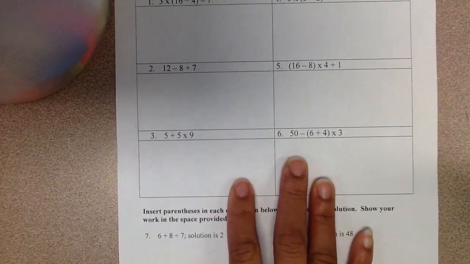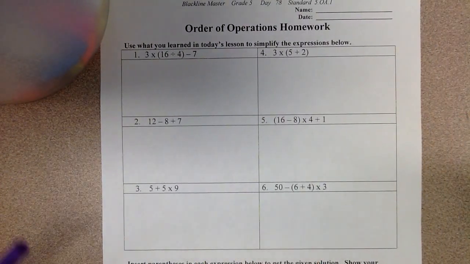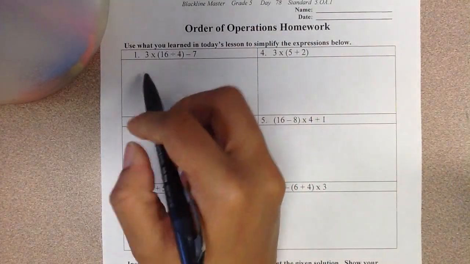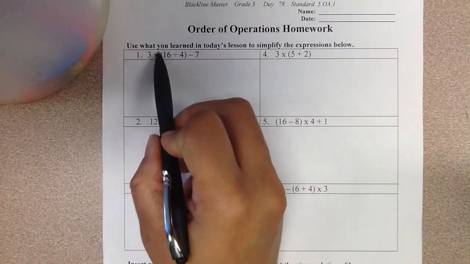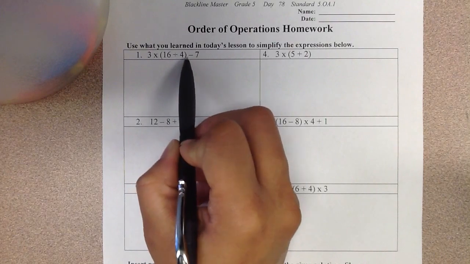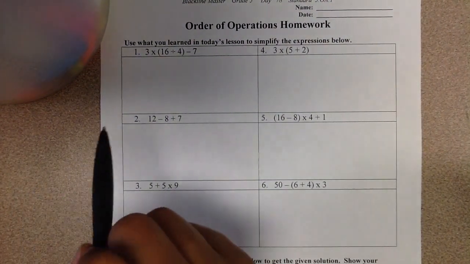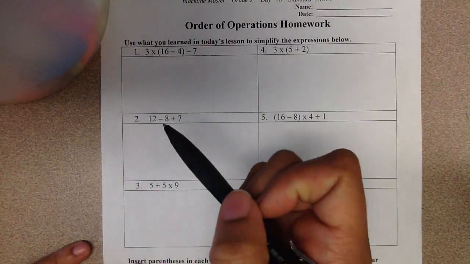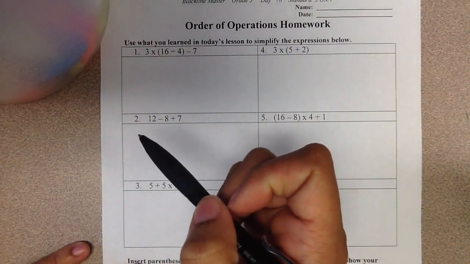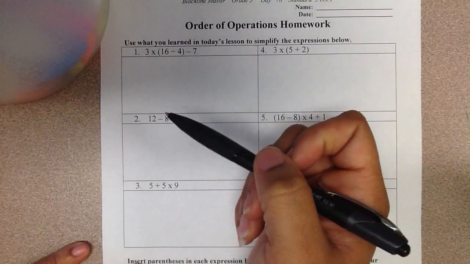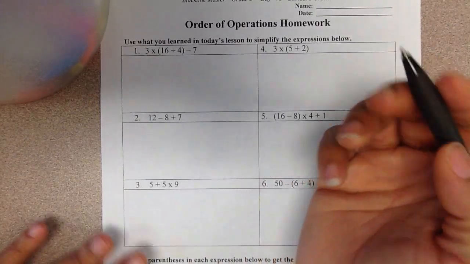All right, so the homework page from day 78, I'm going to take a look at that, and we're going to look at number 1. We have the problem 3 times, then we have parentheses, 16 divided by 4 minus 7. If we look at that carefully, and I'm looking at my PEMDAS sheet, the first letter in my box is a P. That means I solve whatever's in parentheses first.